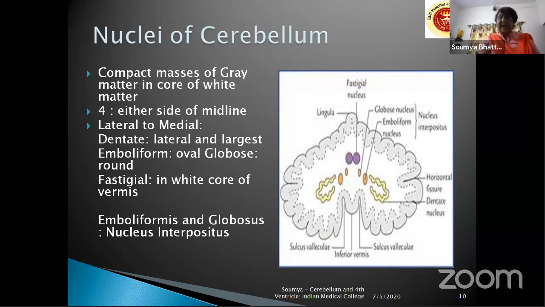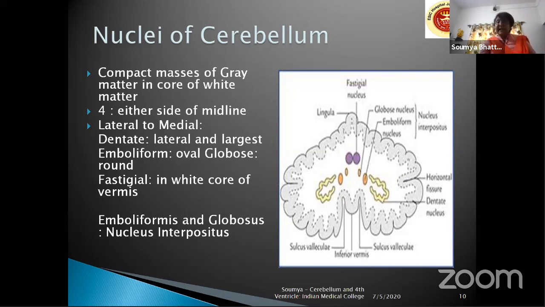Then we have the emboliform nucleus, which is oval. Look at the structure, this is oval. Then round is globose. Globose is round, global. And then is the purple colored nucleus, which you can see. This is known as the fastigial nucleus. Now see, this emboliform and globose are sometimes together known as nucleus interpositus.